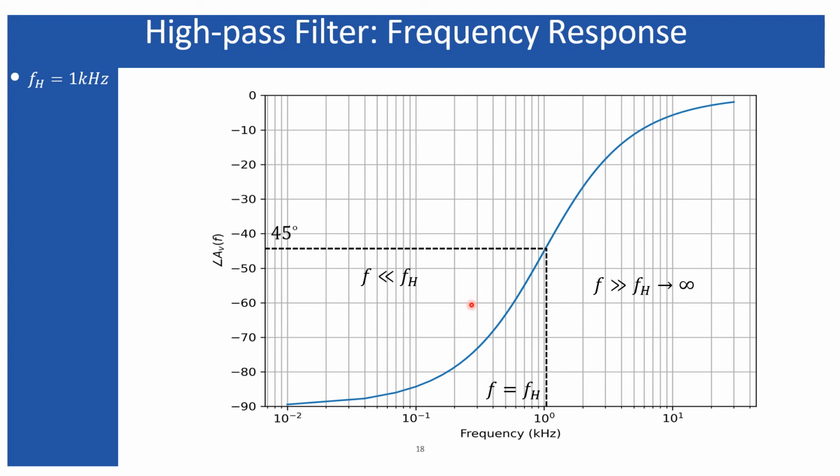This is the phase plot of the high pass filter. It also appears opposite to the phase plot for the low pass filter. For F very, very much less than FH, it is minus 90 degrees, and at F equals FH it is minus 45 degrees. And when you move beyond that, that means when F is very, very much greater than FH, or the cutoff frequency of the circuit, you are approaching 0 degrees.